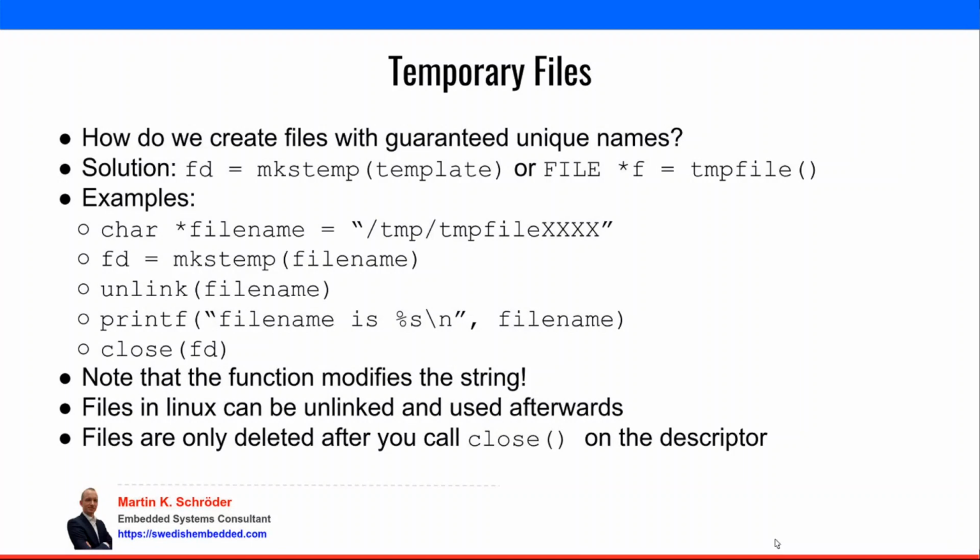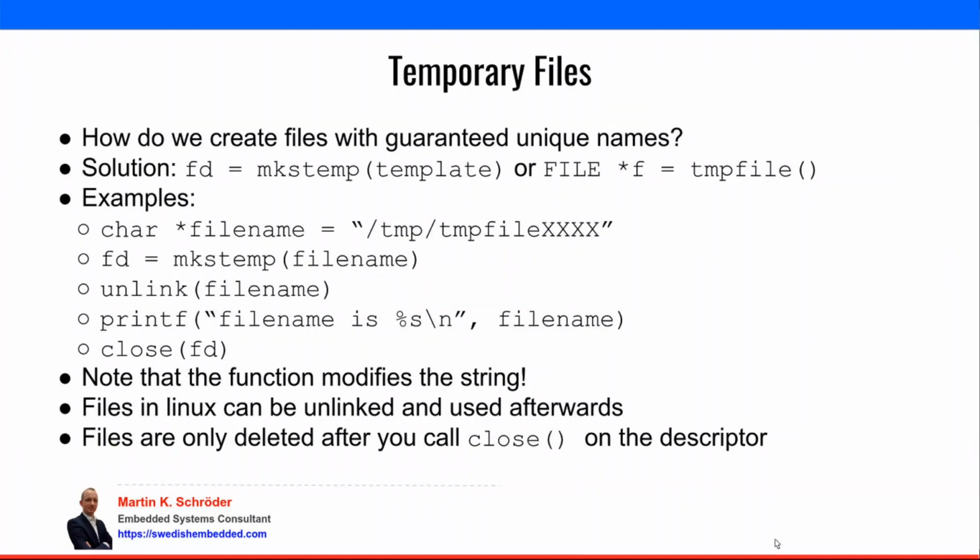We can also create a temporary file using the tmpfile function, which is part of the standard library. But that doesn't return us a file descriptor. It returns a standard library file pointer. We can get the file descriptor from the pointer though.